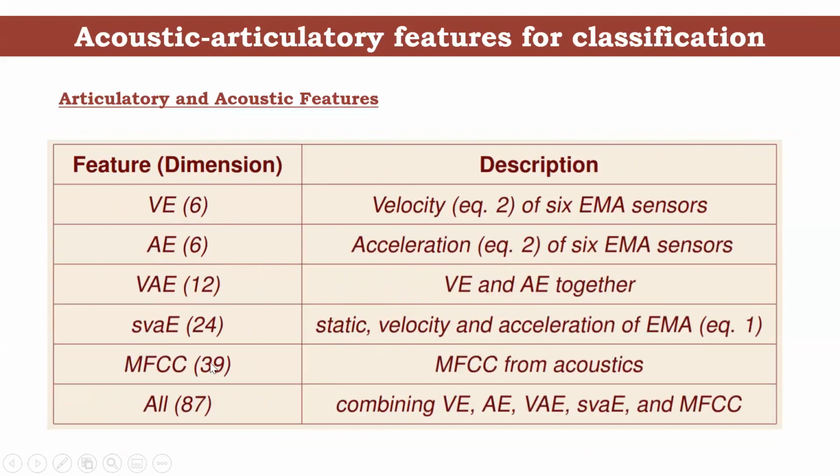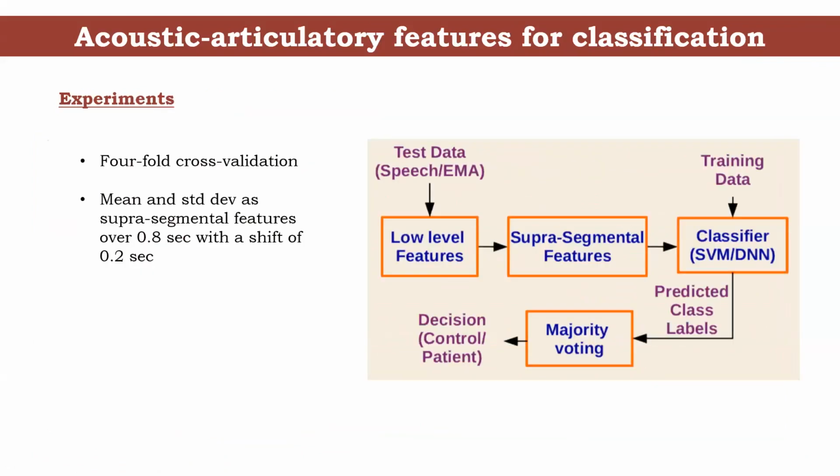Then MFCC, of course, is standard, and all features. So I just wanted to compare these various articulatory features and the acoustic features on this small set for the classification of ALS and healthy. And this is how I did the classification: 4-fold cross validation to make sure we do things systematically. We take the suprasegmental feature, meaning whatever feature you have, take it over 8 seconds and compute the mean and standard deviation. That tells how much variation you have in those features. The classifiers are SVM and DNN, and the suprasegmental features are used as the feature vector for those classifications.